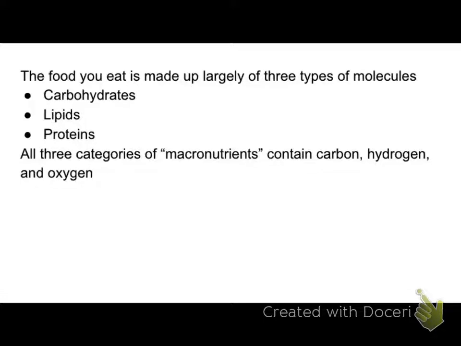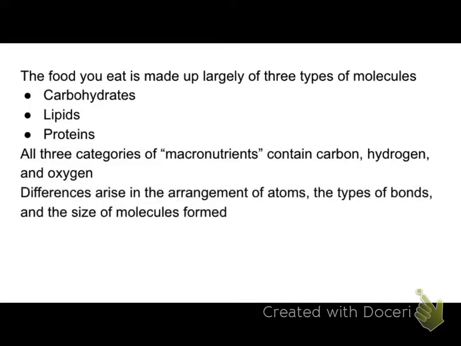So, why then are they different from each other? If they're made of the same things, why do we have different names for them, and why do they behave differently? Well, there's a difference in how those atoms of carbon, hydrogen, and oxygen are arranged, the types of bonds that form between them, and as a result, the size and the shape of the molecules that form from them is different from each other, and so they serve different purposes in our bodies.